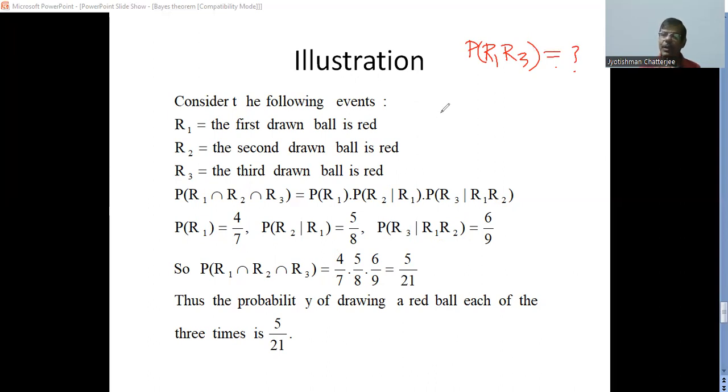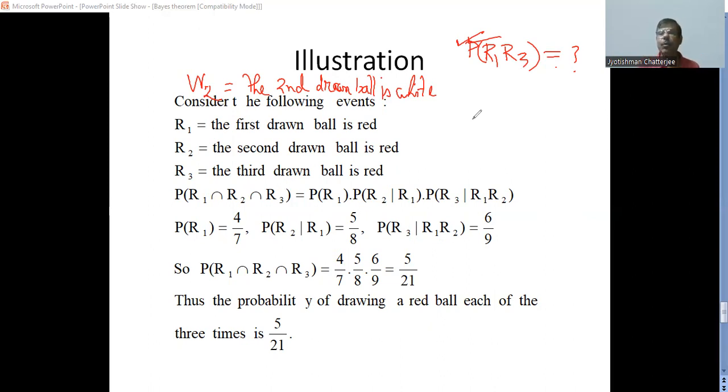Then what you can do is define another event W2 as: the second drawn ball is white. You can identify this event also. Here we are trying to compute the probability of R1, R3, that is, the first ball as well as the third ball are red, and nothing is told about the second one. So the second ball is allowed to be of either color. It may be red or it may be white.